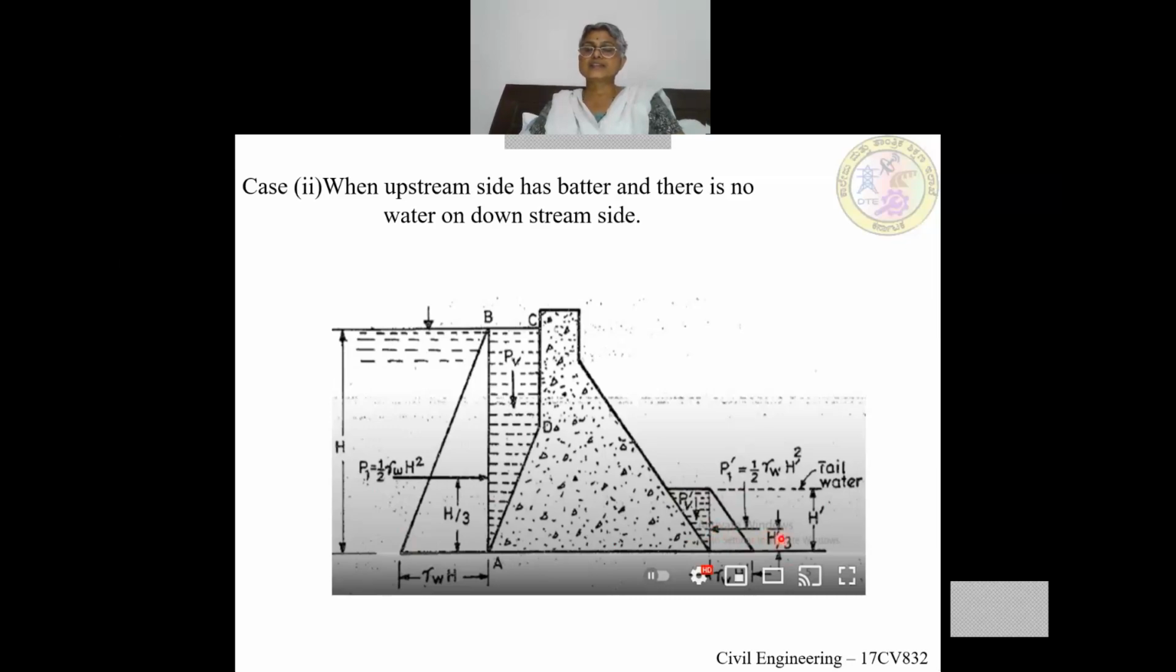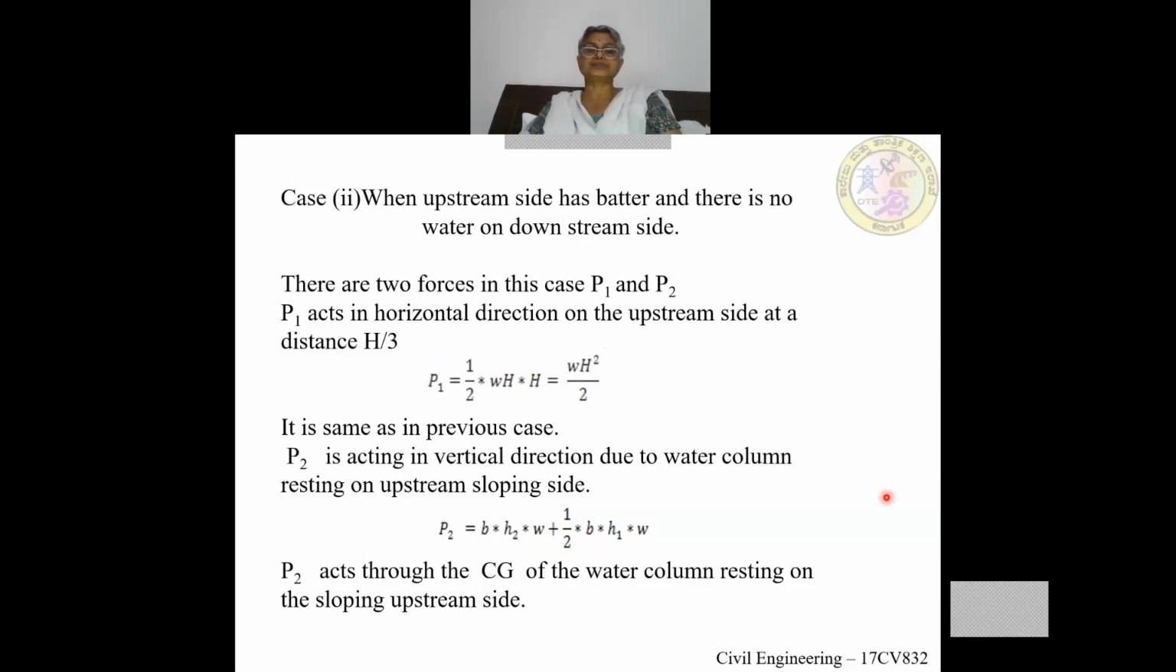So you see here, h dash by 3 is the distance at which the water pressure acts in the horizontal direction, which is equal to half of gamma h dash square. Here h is the depth on the upstream side, h dash is the depth here, so it is h dash square. And due to this triangle you can calculate half of base into height, and it will be acting at a distance of b by 3. So that is the tail water pressure, if the tail water is existing.